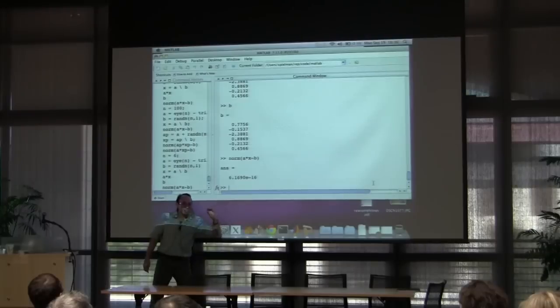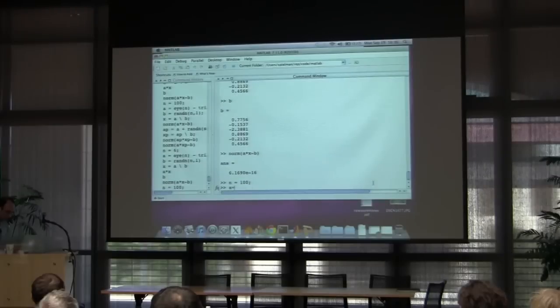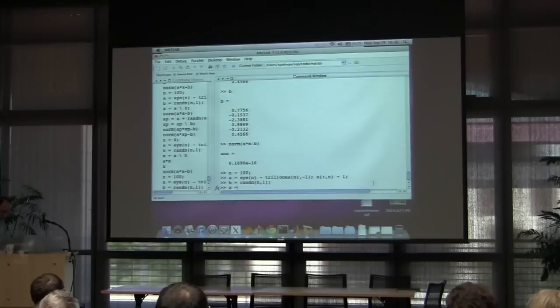So x gave me a very good solution. But that was for a 6 by 6 matrix. This is going to fail when we use a bigger matrix. This is because MATLAB is using Gaussian elimination with partial pivoting. Let's do the same for 100 by 100. Not a big matrix, by the way, but big enough.